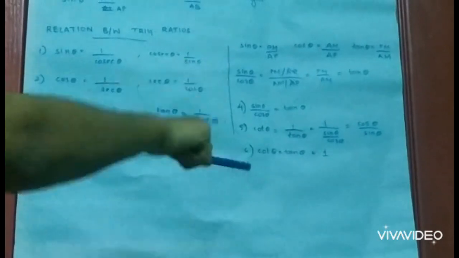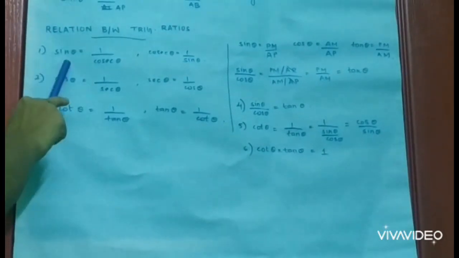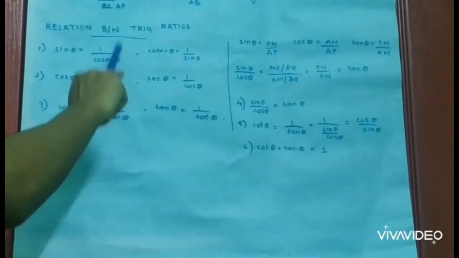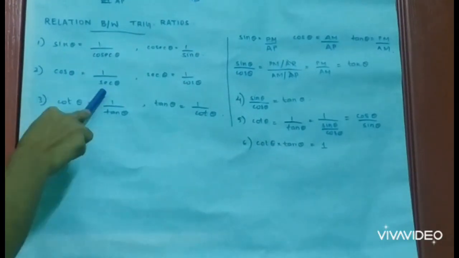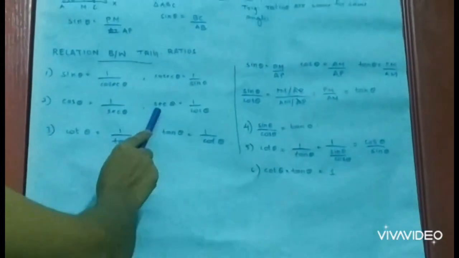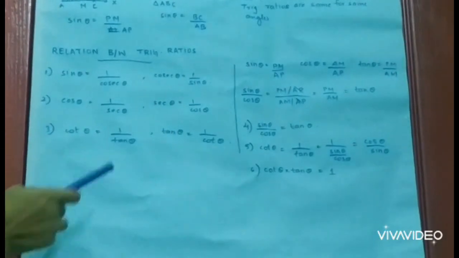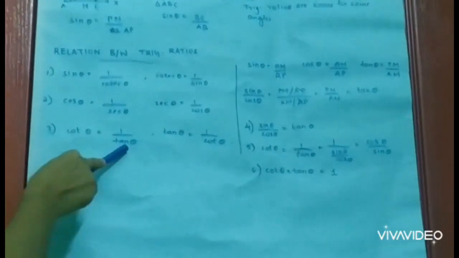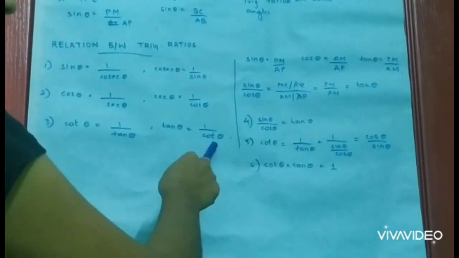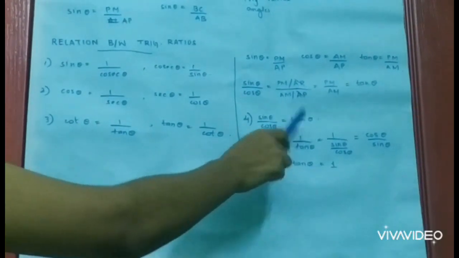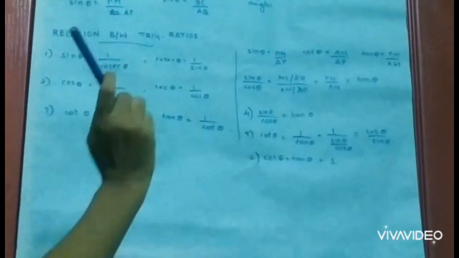Here are the six relations. First one, sin theta is the reciprocal of cosec theta, or similarly cosec theta is the reciprocal of sin theta, cos theta is the reciprocal of sec theta, similarly sec theta is a reciprocal of cos theta, and cot theta is a reciprocal of tan theta, and similarly tan theta is a reciprocal of cot theta. Then tan theta is actually the ratio of sin theta and cos theta.